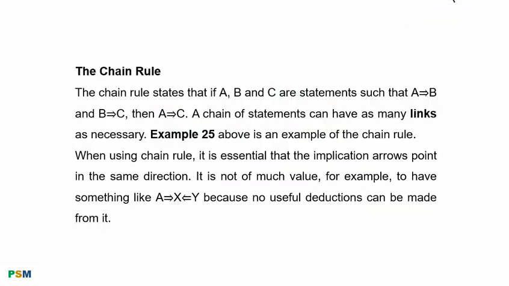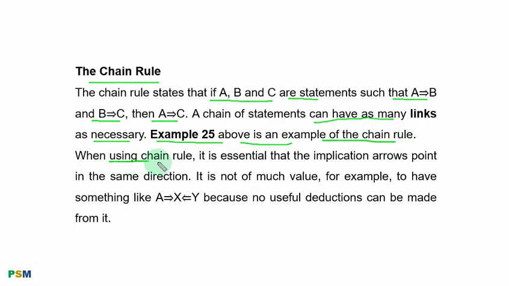The second method is the chain rule. The chain rule states that if A, B, and C are statements such that A implies B and B implies C, then A implies C. A chain of statements can have as many links as necessary. Example 25 above is an example of the chain rule.